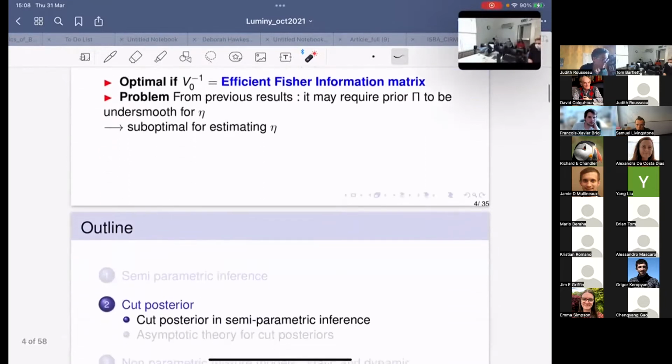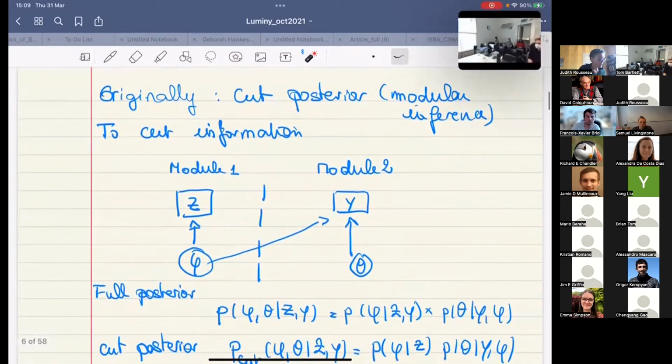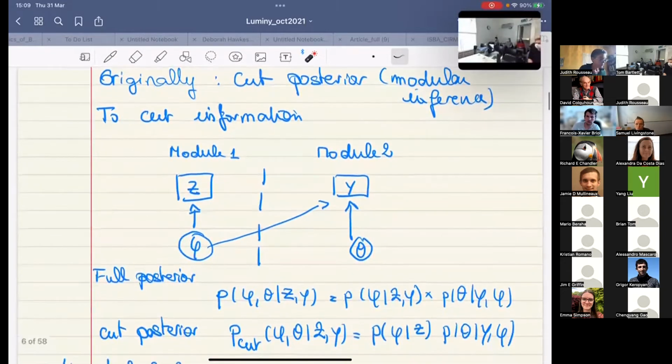And so in this case, what you can do is use the idea of cut posteriors. Cut posteriors have been around in the literature for a while. We're not inventing them, we're just using them in a different context. What they were originally, so it's a graph I took from a paper by Jeff Nichols and Chris Carmona, they were devised when you had different modules associated with different data sets, and you wanted to cut the information going from one module to the other because you don't necessarily trust everything.